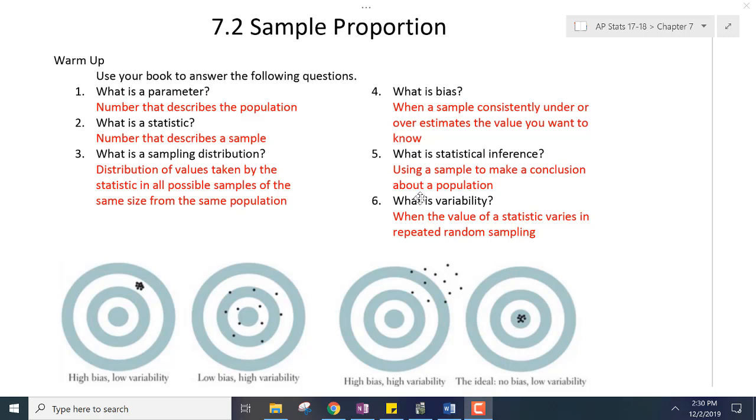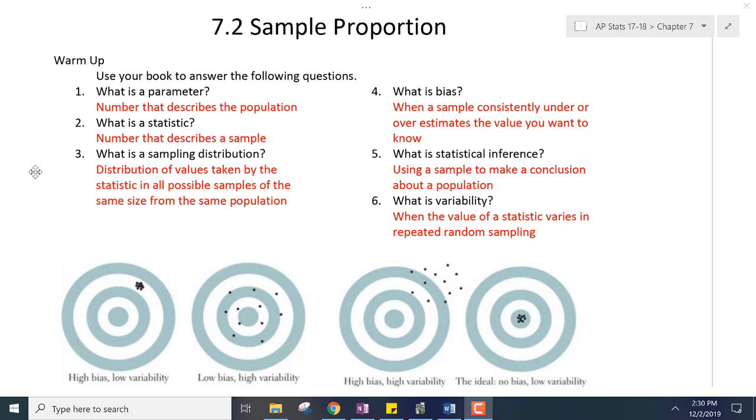All right, we're going to do 7.2 sample proportion. Before we do that, we'll look at our warm-ups here. What is a parameter? A number that describes the population. It is mu, it is p, it is sigma. What is a statistic? A number that describes a sample. Your s, your x bar, and your p hat.